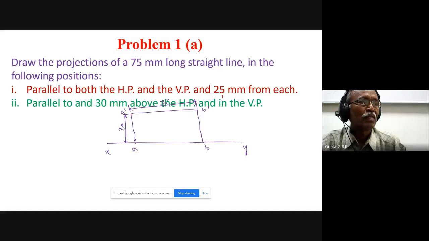Yes, sir. So here I have to show 30 mm and 75 mm. What is the distance 30? It is given 30 above HP. The actual physical line is 30 above HP. Because of that, the front view is 30 above XY. So the 30 goes to the front view from XY. And it is given in the VP, so the top view will be on the XY. Is that clear?